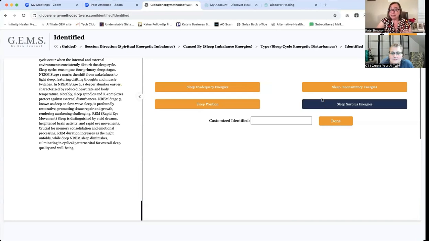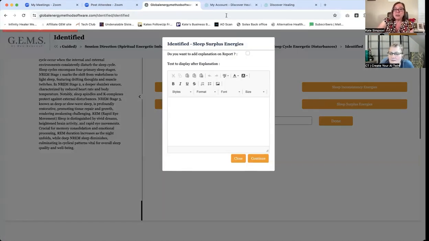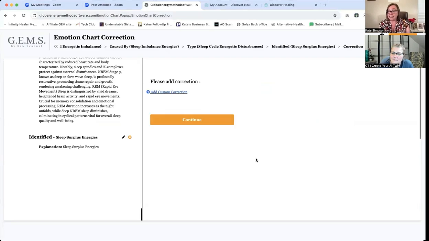So this is a sleep surplus energy. And so this occurs when your sleep cycle is essentially inconsistent, and so your body's trying to catch up on sleep. So there's times you have this surplus of sleep energy, but it's actually an imbalance because you might be going to bed at different times. You might be taking naps in the middle of the day, trying to catch up on the previous night.